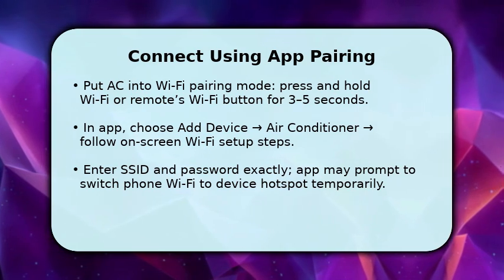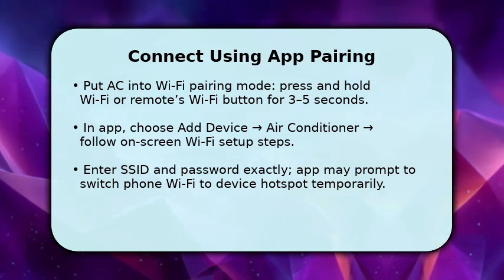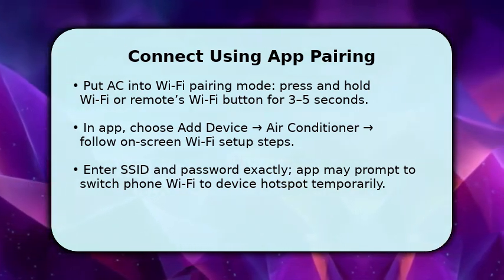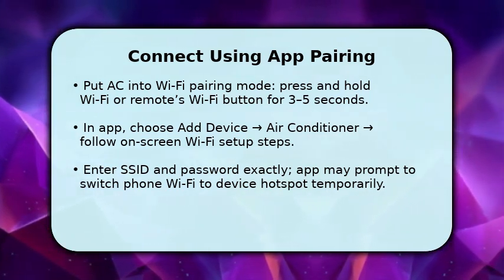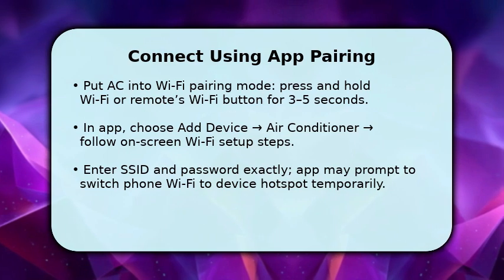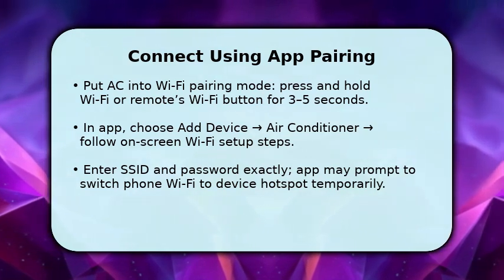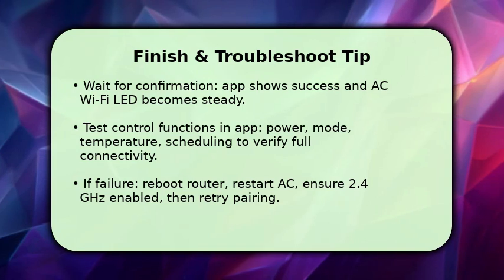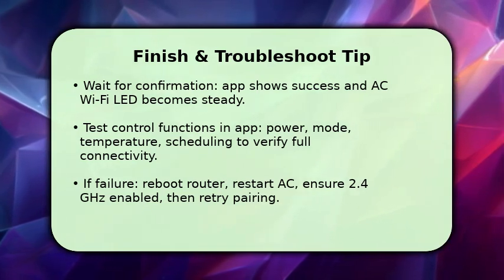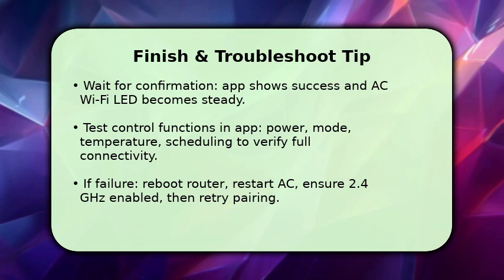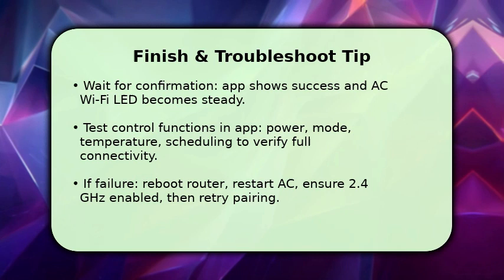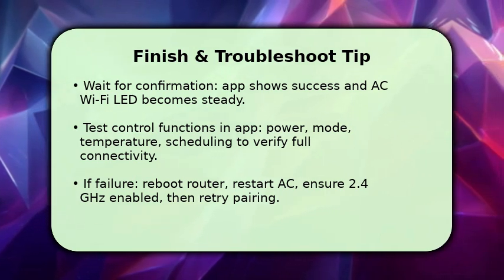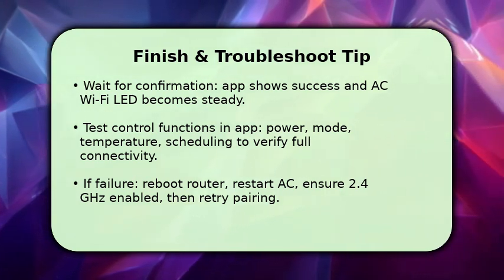The app will ask for your 2.4 GHz SSID and password. Enter credentials exactly and allow the app to switch networks if it asks, because some models require a temporary direct connection to finish. Wait for the app to confirm success and for the AC's Wi-Fi indicator to become steady. That means the cloud link is established. You should immediately test core controls, power, mode, temperature, and scheduling to confirm commands travel reliably.